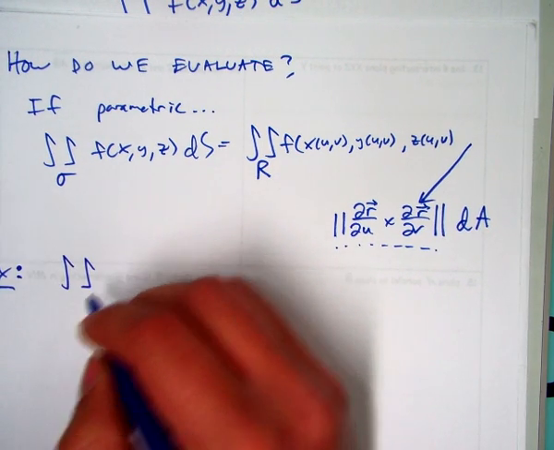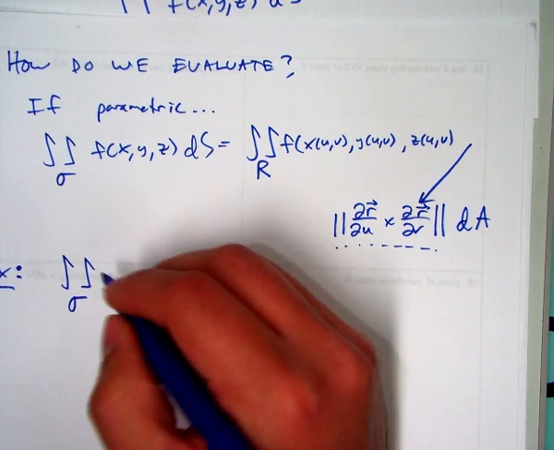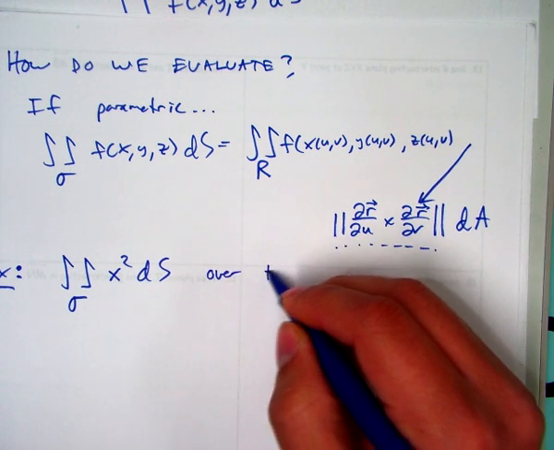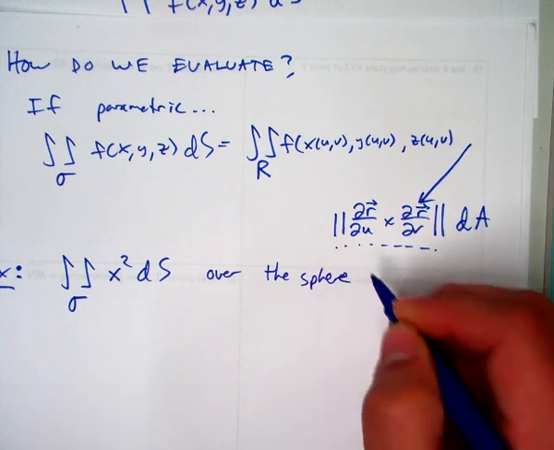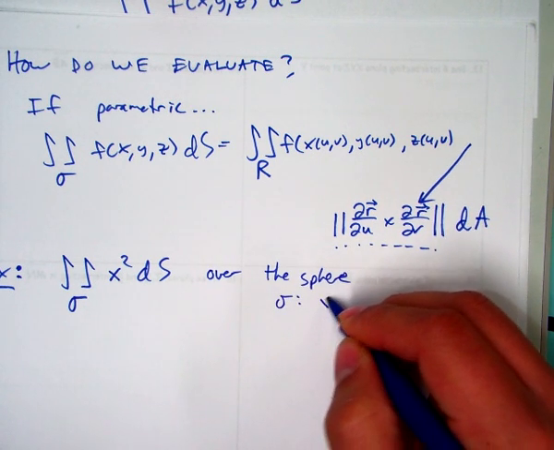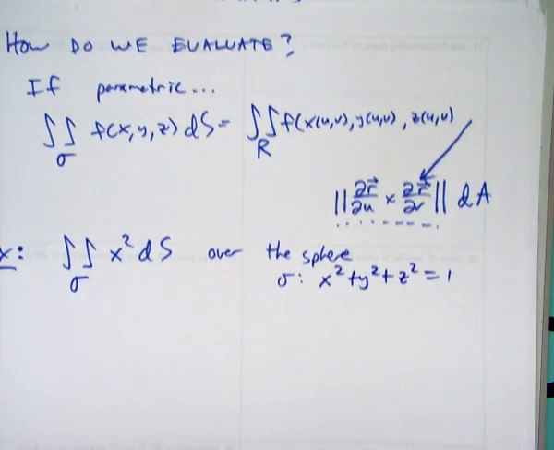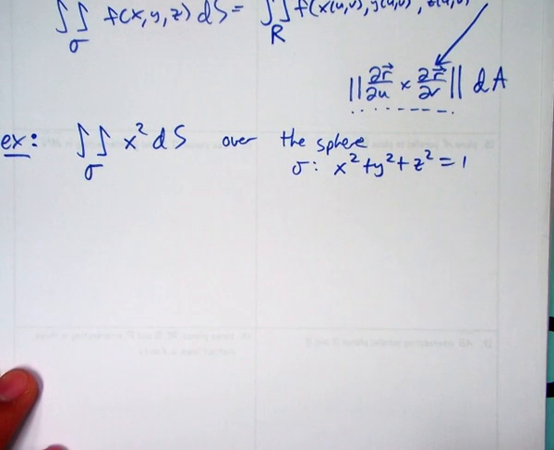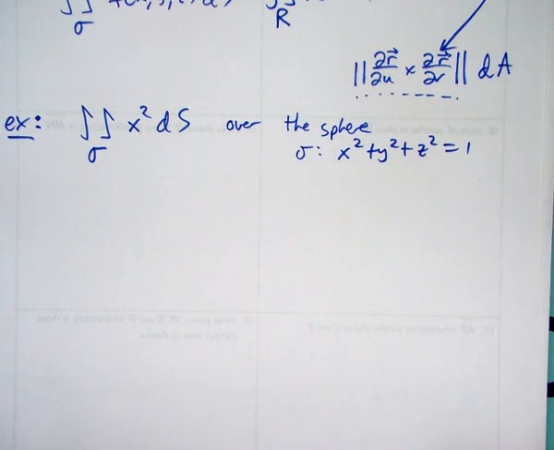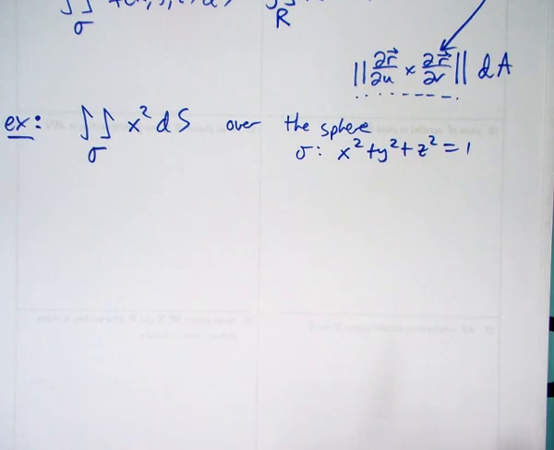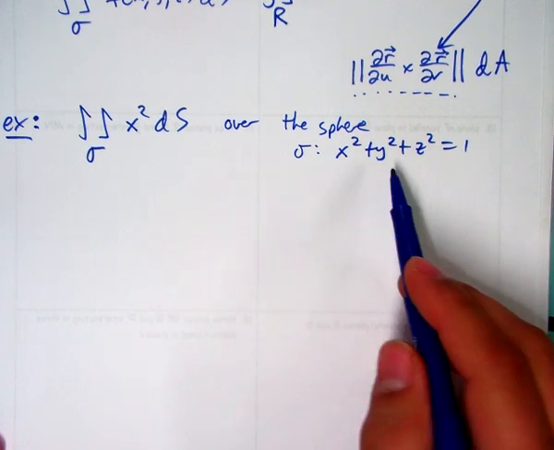Alright, so let's say we wanted to evaluate the surface integral of x squared dS over the sphere x squared plus y squared plus z squared equals 1. Okay, so far we only know how to evaluate this integral if it's parameterized. So do we have a parameterization for a sphere that we could use?